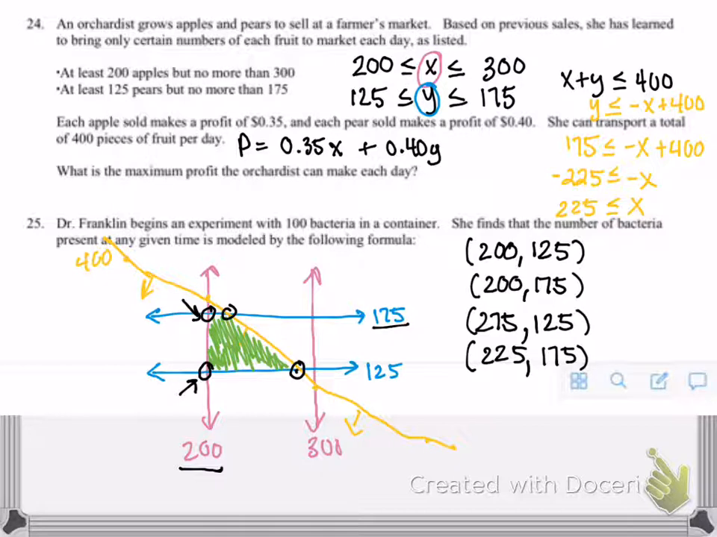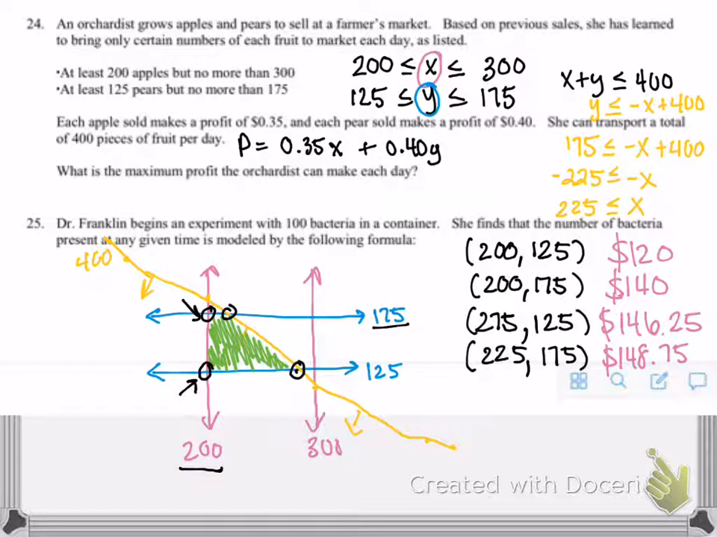Now we take each of these vertices and we substitute them into the objective function. This is going to allow us to see how many apples and pears we can sell to make the maximum profit, considering the restraints that we were given at the beginning. So first you're going to use this vertex. You can really do them in any order if you want to. Substitute 200 into the objective function for x and 125 into the objective function for y. This is where you're going to want to get your calculator out and do these calculations real quick. So I'm going to determine the profit for each of these ordered pairs of values.